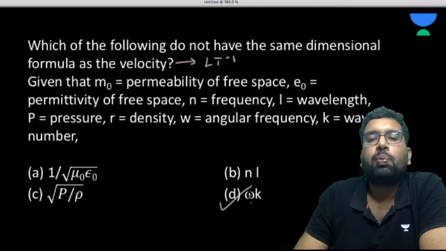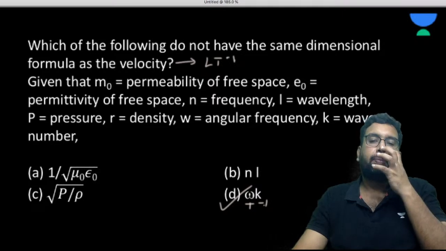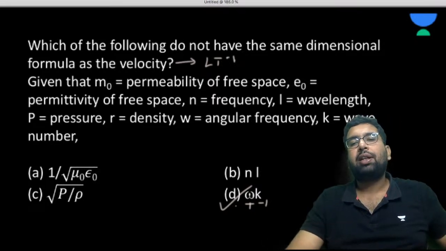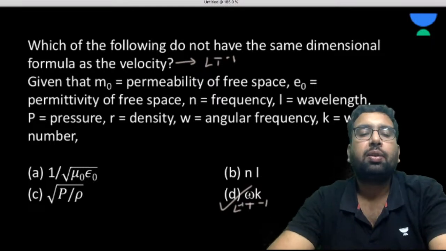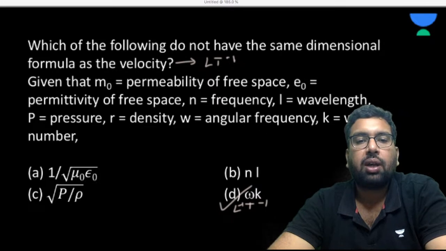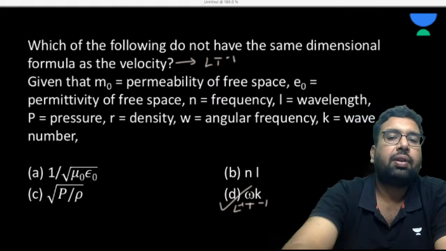How come, sir? Omega is T minus 1, and k is what, sir? k is the wave number. So what is the unit of the wave number? It is 1 by meter, so it is L minus 1. So clearly this omega and k do not have the same dimension as that of the velocity. Okay. Now let's try one more question.